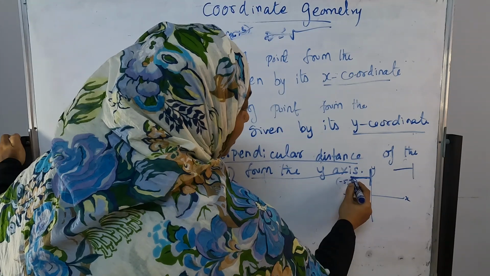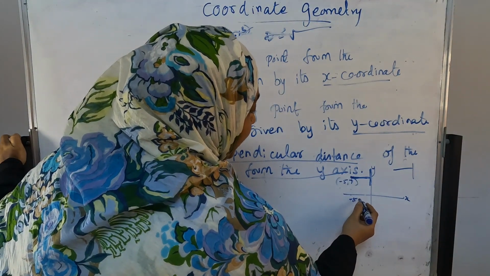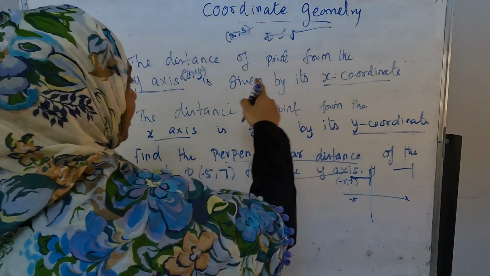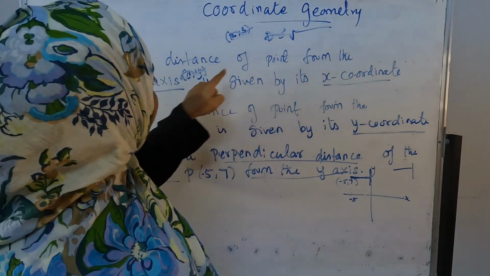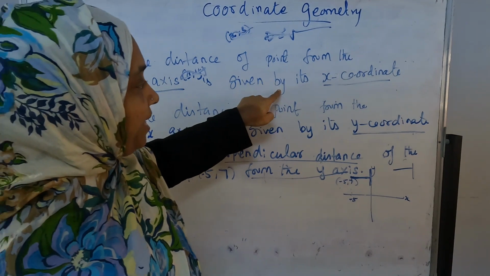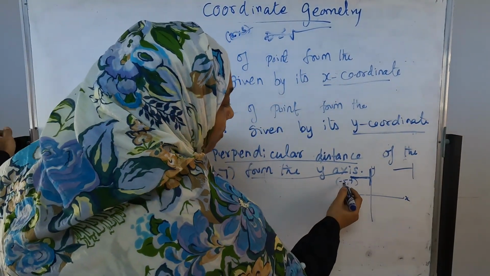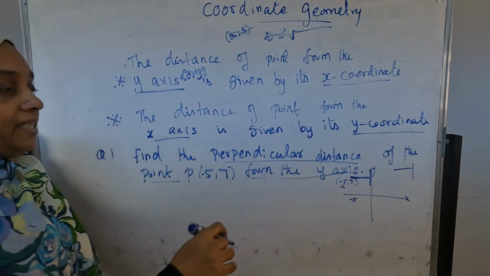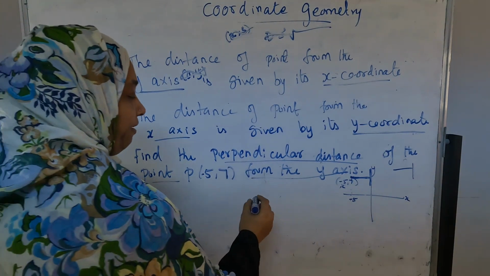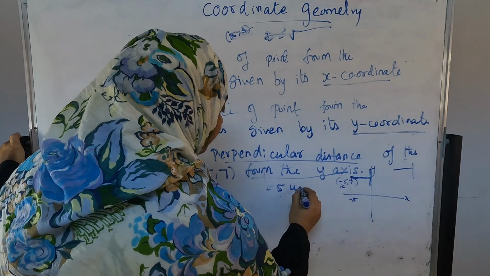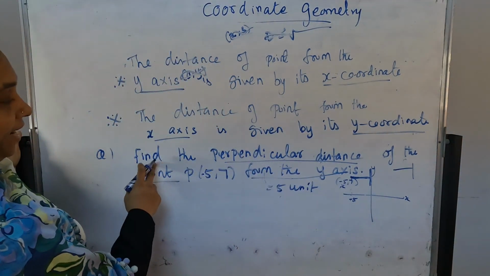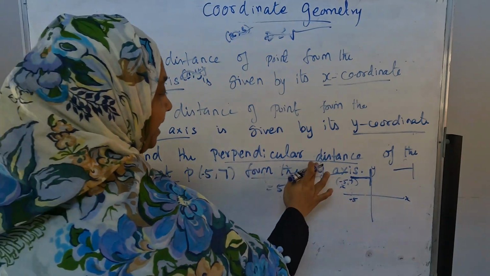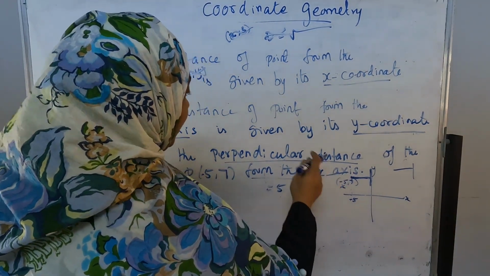This point here is minus 5. That means what they have given: the distance of a point from the y-axis is given by its x-coordinate. What is the x-coordinate? This is the x-coordinate. So minus 5, but distance will not be in minus, so it will be plus 5. So 5 unit. Suppose they are asking to find the perpendicular distance of the point P from the x-axis. What are they asking? What have they given?